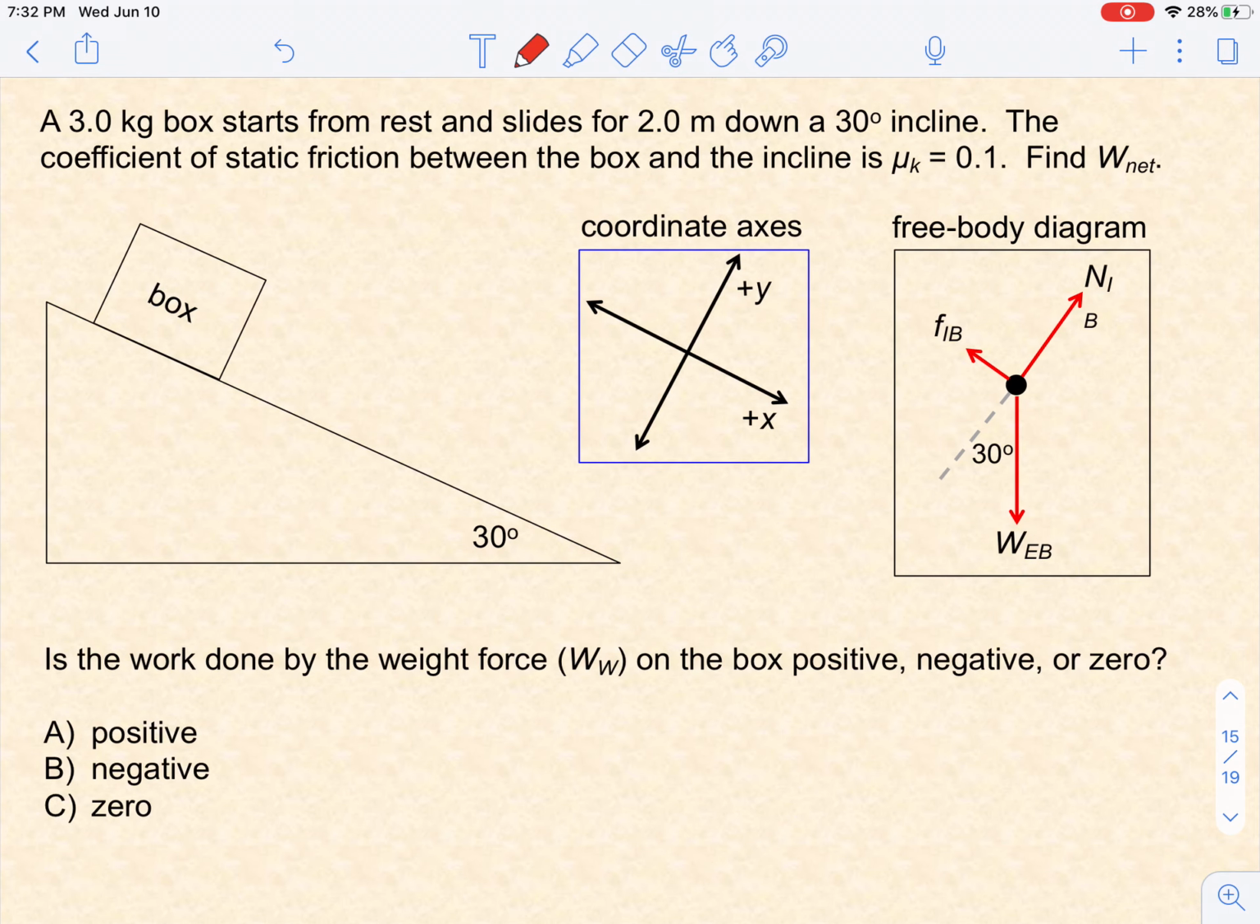What about the weight force? The weight force, let's draw that displacement vector once again.